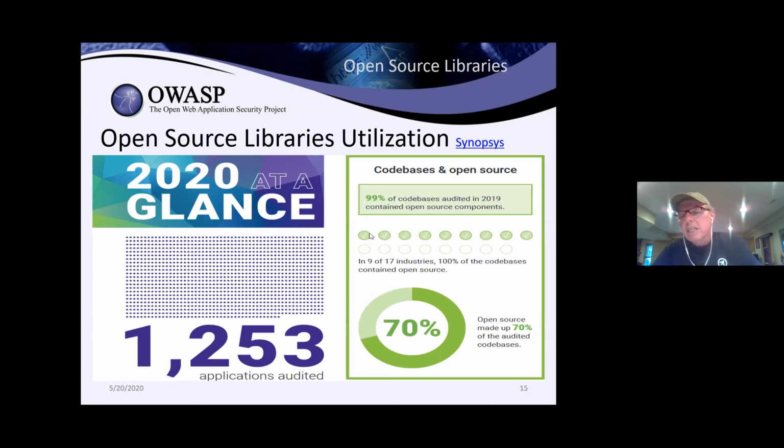This bottom one, we're starting to see a lot. The percentages used to be 40, 50%. Now we're starting to see them up in the 60s, 70s, and what Synopsys found was open source made up 70% of the audited code base. So the app development team is only building 30% of the applications that they're putting into production. A little scary when you start to see that number.